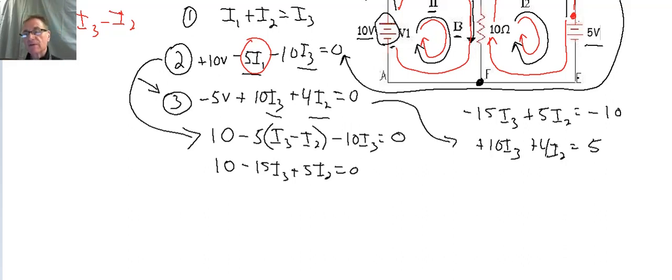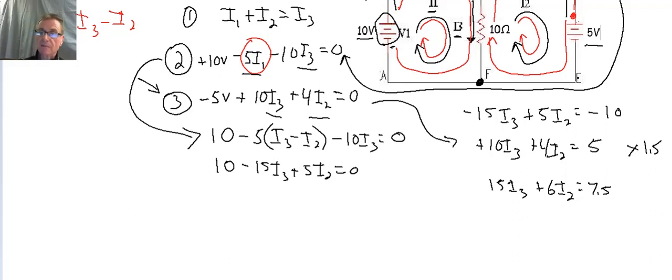So I've got two equations, I've got two unknowns. It would be nice if the coefficients of one of these were the same, but they're not. So what I can do is multiply the second equation by a factor of 1.5. If I multiply both the left-hand side and the right-hand side by 1.5, what I get is 15 I3 plus 6 I2 is equal to 7.5.